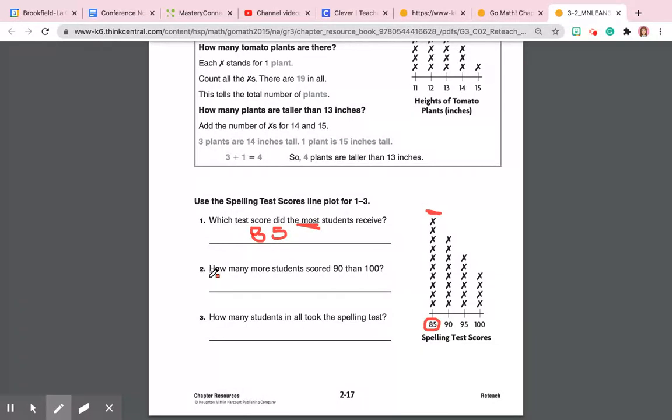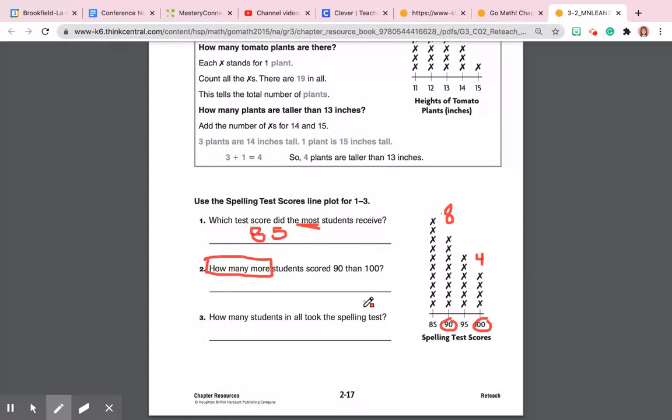Now, here, let's go to question number 2. How many more, ding, ding, ding, my Operation Clue brain is telling me how many more means what? Oh my goodness, you are so smart. How many more tells me I'm going to do subtraction. So how many more students scored 90 than 100? So I'm going to find the stack of X's for 90, and I'm going to find it for 100. And let's count. 1, 2, 3, 4, 5, 6, 7, 8. 8 students scored a 90. And let's count how many scored 100. 1, 2, 3, 4. 4 students scored 100.